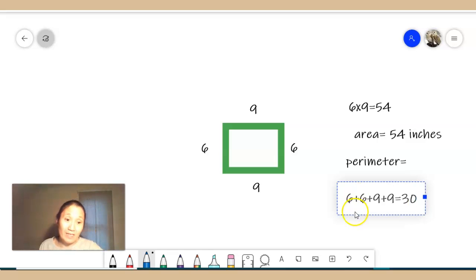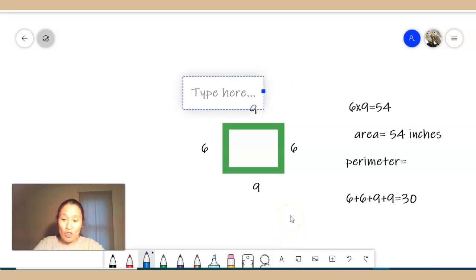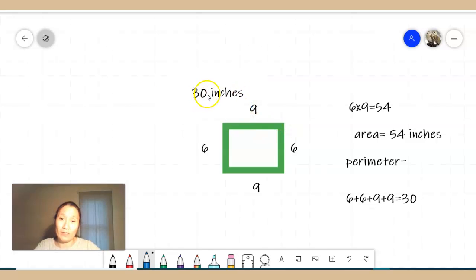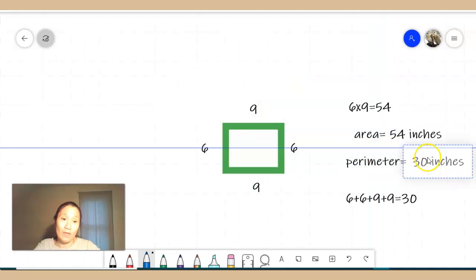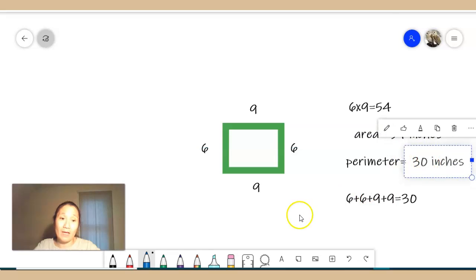So then 30, that's the equation. So then your answer that you would type in here would be 30, and then it could be inches, or feet, or whatever they want you to label this with. Okay, so that is how you solve area and perimeter.